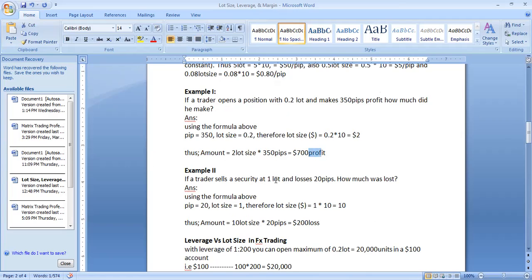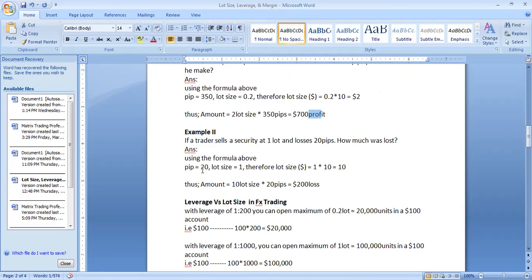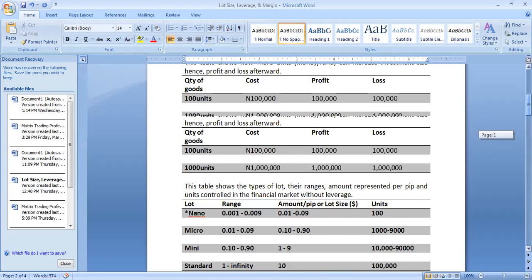The next one: if a seller sells a security at 1 lot size and loses 20 pips, how much did he lose? One lot size, he loses 20 pips, using the formula above. Firstly, multiply 1 by 10. So we have $10, and then multiply $10 by 20. I shouldn't call this lot size again, it's now the lot size in dollar. Times 20 pips will give us $200 loss. It's just as simple as that.